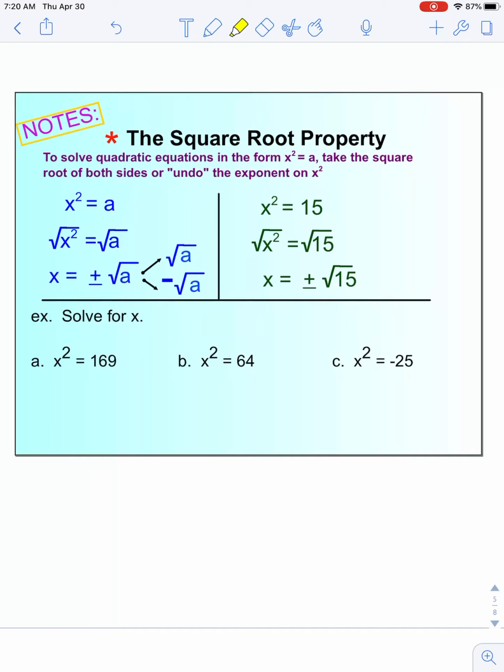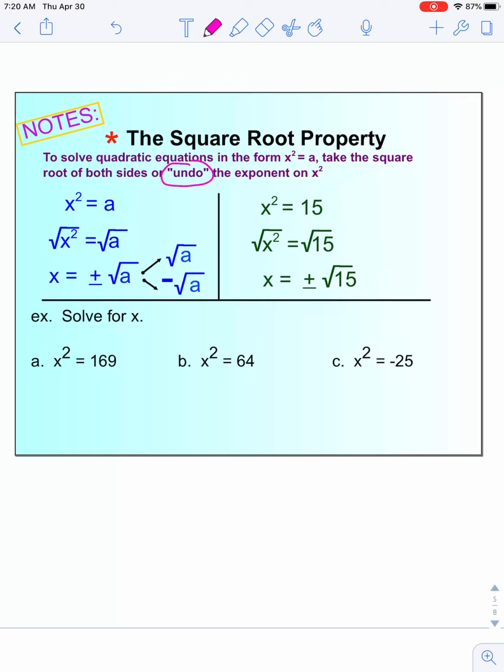So here's some more information. Again, anytime during this video, if you want to pause it to take down the notes, great. Also, of course, there's a blank lesson for you to follow along with. So this is the square root property. To solve quadratic equations in the form of x squared equals a, we're going to take the square root of both sides or undo the exponent on x. Because squares and square roots are opposites of each other, they undo each other.